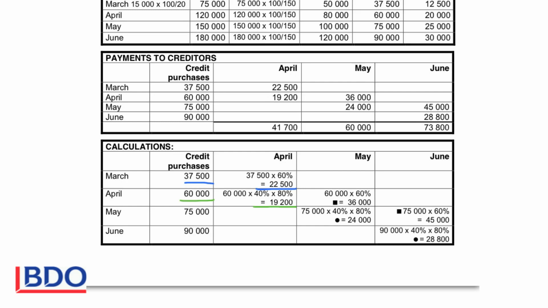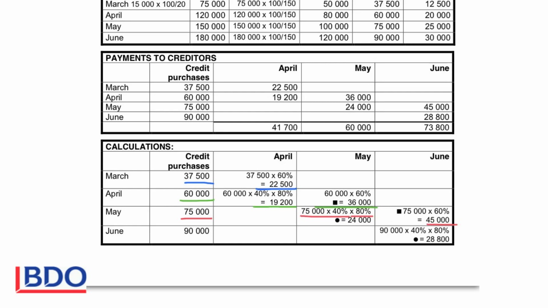The month following the April purchases, in May, we will pay 60% of the 60,000, and that will give us 36,000. In May, we buy for 75,000. So in May, we will pay 40% to obtain 20% discount. So it means we will only pay 80% of the 40%, and that will give me the 24,000. And then in June, I will pay 60% of the 75,000, and that will give me 45,000.